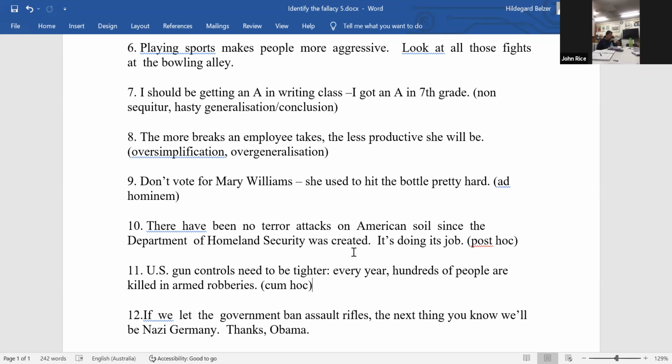Number 11, gun controls are soft, and hundreds of people have been killed in armed robberies, but not necessarily linked, is it?